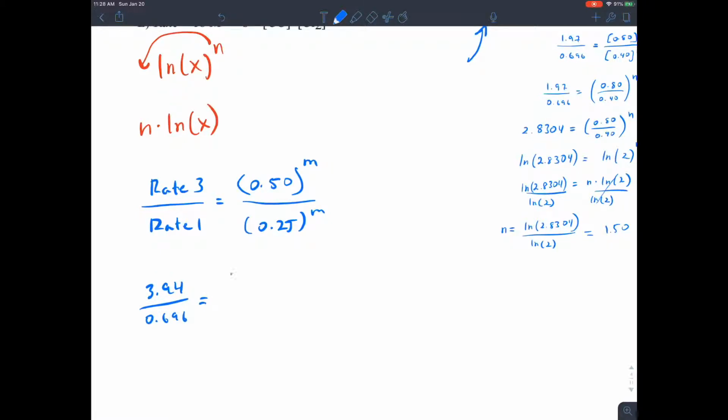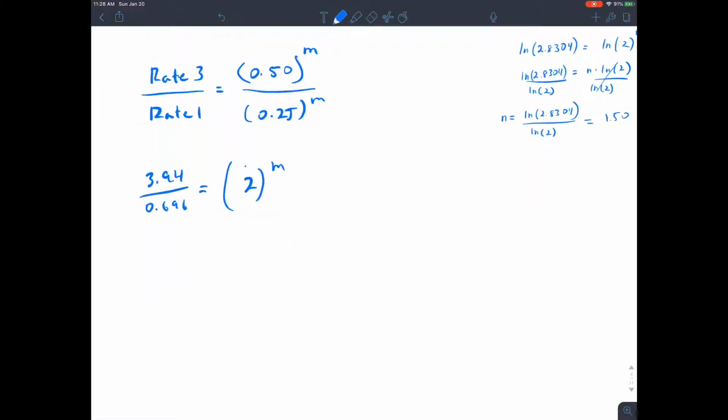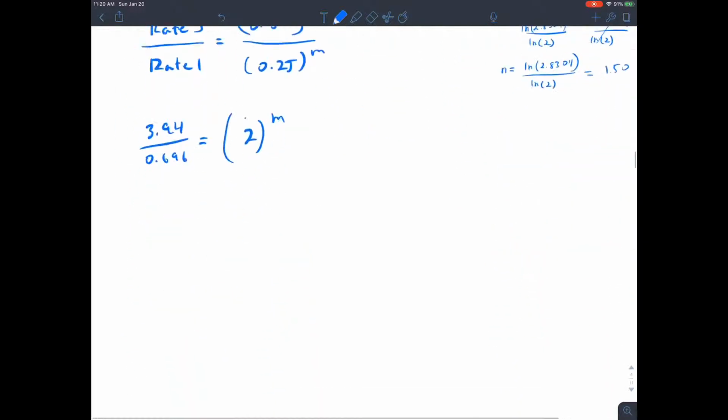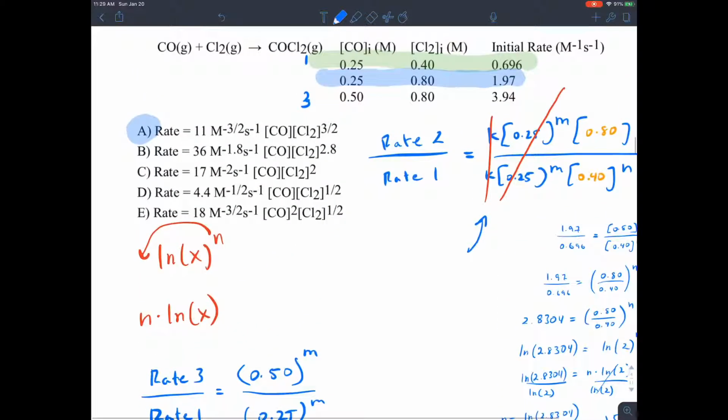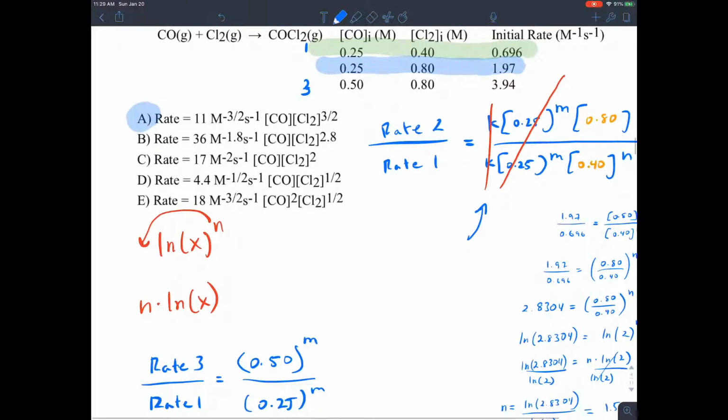I can combine these into one ratio. Then that's 0.5 divided by 0.25. That's just 2 again, so that's 2 to the M. Now what's 3.94 divided by 0.696? So the answer I get for that is, let's see, 3.94, 0.696.